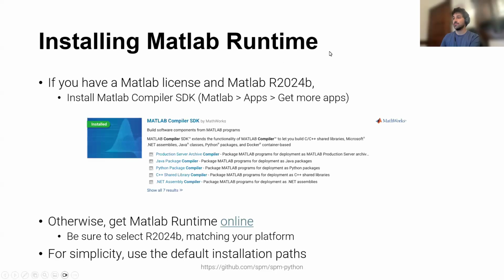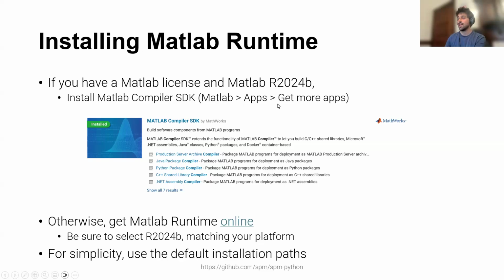To install MATLAB runtime, I'll just explain very quickly. If you have a MATLAB license and MATLAB 2024B, then you can install the MATLAB compiler SDK through the MATLAB interface. It's really simple. You open MATLAB, go to the Apps tab, click on Get More Apps, type MATLAB compiler, and you'll find this package. You just click install, and that's it.